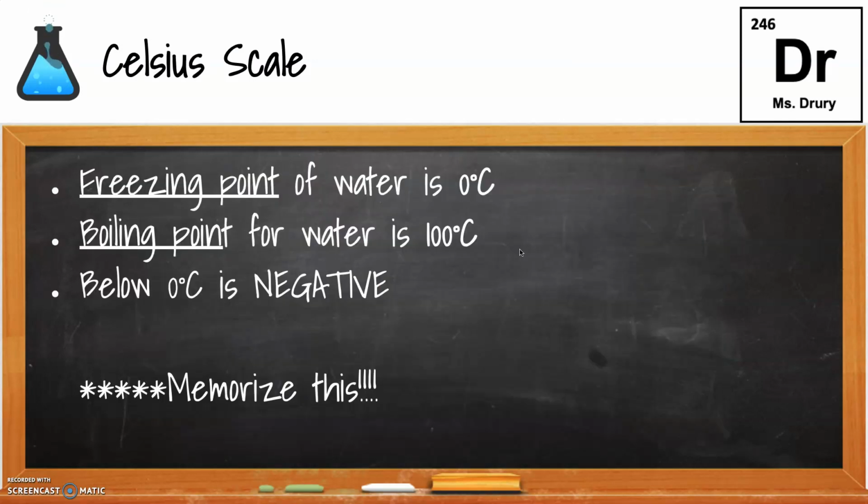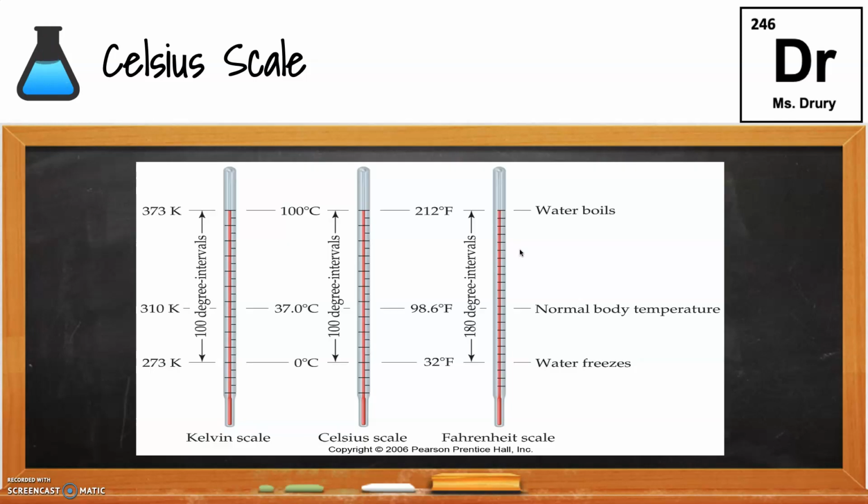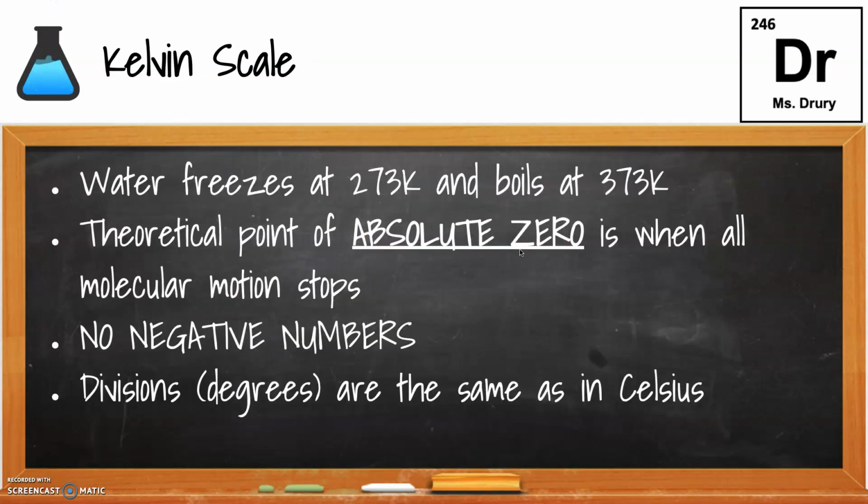So for the Celsius scale, remember, and maybe write this down and memorize it, that the freezing point of water on a Celsius scale is 0 degrees and the boiling point is 100. So below 0 would be negative. And again, the Kelvin scale is 273 degrees higher than that. So on the Kelvin scale, water freezes at 273 and boils at 373.